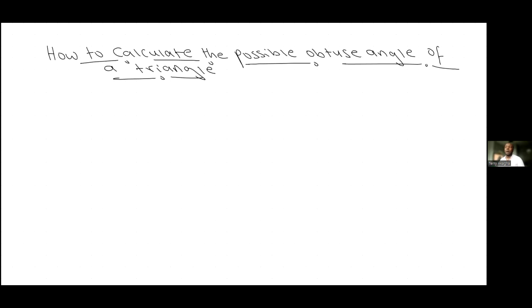So we're going to talk about how to calculate the possible obtuse angle of a triangle, okay? So please make sure you watch my previous video, especially on sine rule and cosine rule, okay? I've talked about it and I've already solved some questions on it as well.